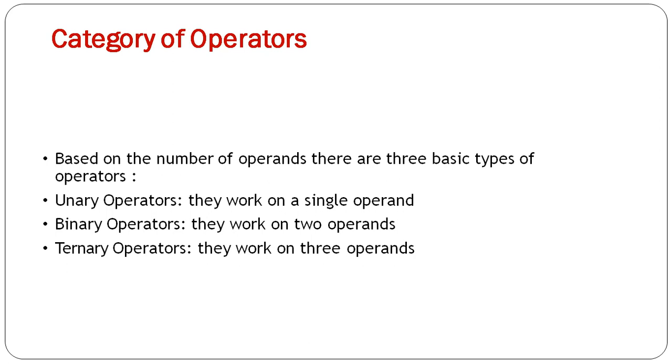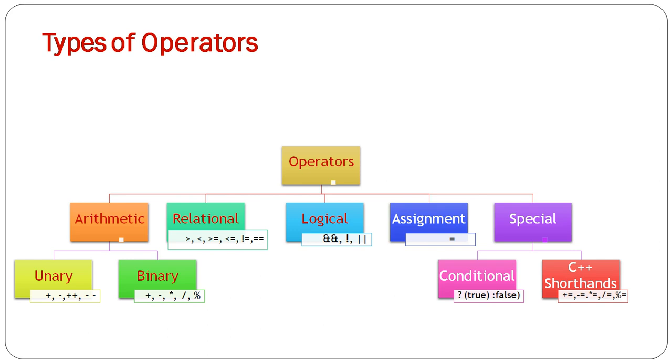Next, coming to the categories of operators. Basically we have three major types: unary, binary and ternary. Unary means they operate on a single operand. Binary works on two operands and ternary works on three operands. Coming to the types of operators, here we have arithmetic, relational, logical, assignment, special, conditional and some shorthands.